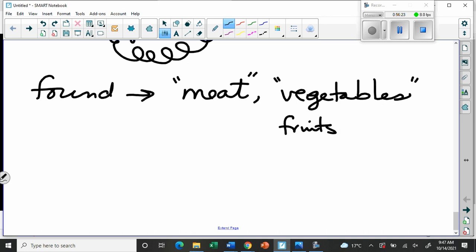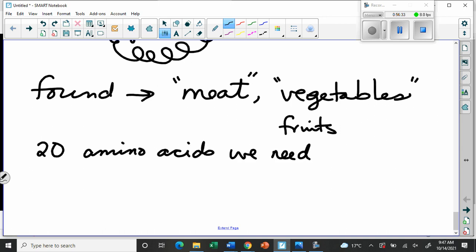I want to add here that there are about 20 amino acids we need to build proteins in our bodies, humans. Different organisms have different requirements. Some don't need all 20. We need 20. Our body can make some out of raw materials. We can take other molecules, bust them apart, and make them. There are some, though, that we can only get by eating them. Okay? And they call them the essential amino acids.